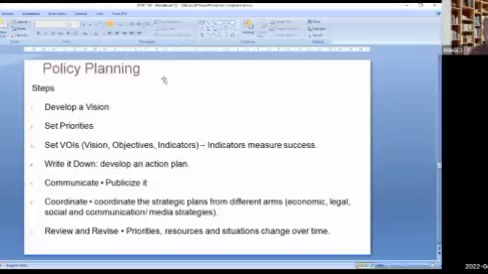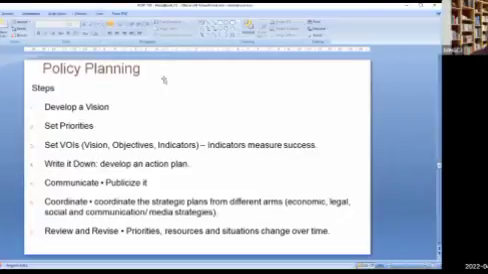So what are the planning steps? Number one is develop a vision. We'll talk about that. You know what the problem is, you know what you want to achieve to solve the problem. So you set the priorities. You set what is called the VOI, the vision, the objective, and the indicators. Indicators are what you use to measure success. And then you write it down, develop an action plan.